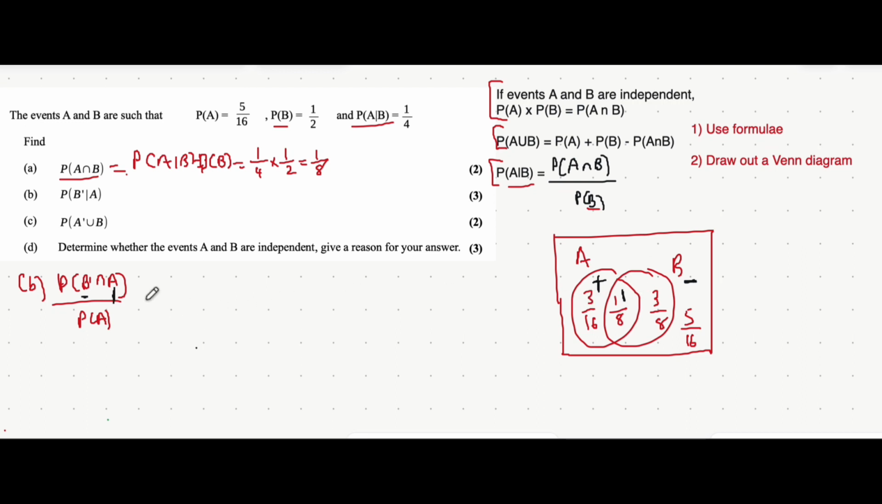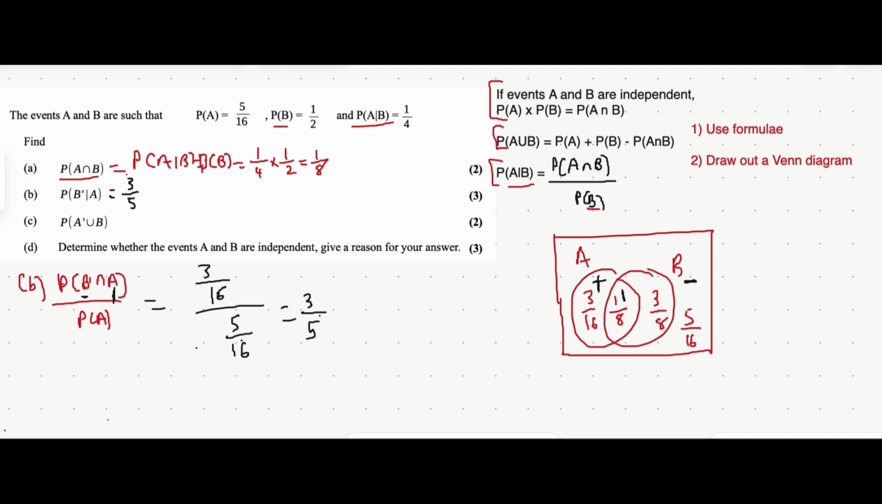So if you see, I've shaded in twice here, meaning the intersection of not B and A is just 3 over 16. So we can say 3 over 16, all divided by the probability of A, which is 5 over 16. And that's just equal to 3/5, which is the answer to part B of this question. So let me write that out here. And then we can write equals 3/5.